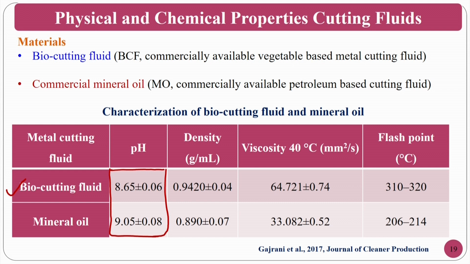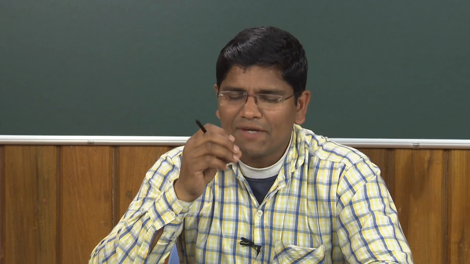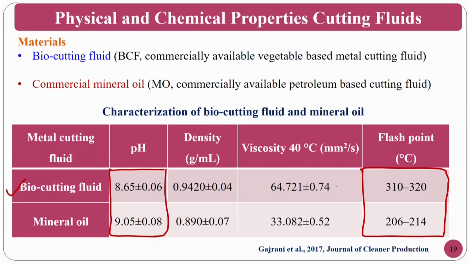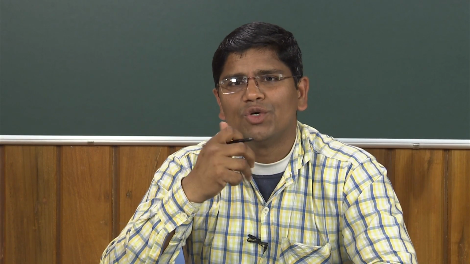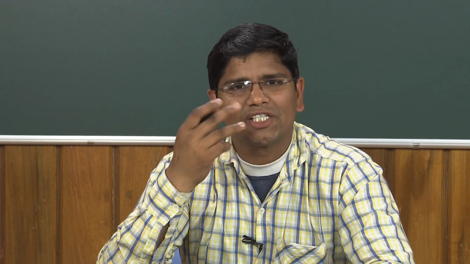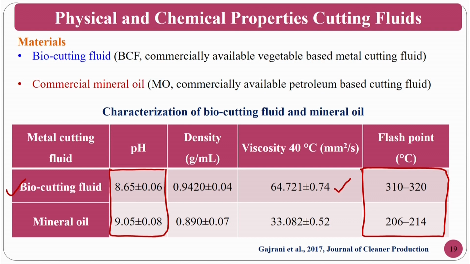Density wise, the biocutting fluid is slightly higher. If the density is high, obviously viscosity will also be high. And the flash point, if you see, is better for the biocutting fluid compared to your mineral oil. That means the fire catching ability will be slightly less compared to your mineral oil. So except viscosity, it is better in everything. But if we have a good amount of viscosity, that is, the higher side of viscosity, it will also give me good lubrication. Let's see whether the statement is true, false or neutral in the upcoming slides.